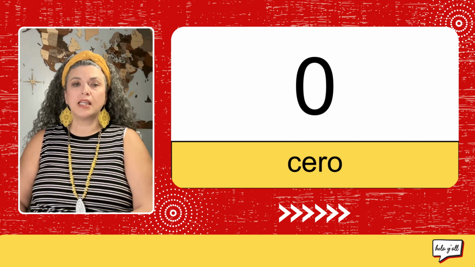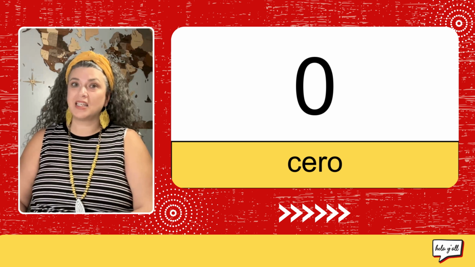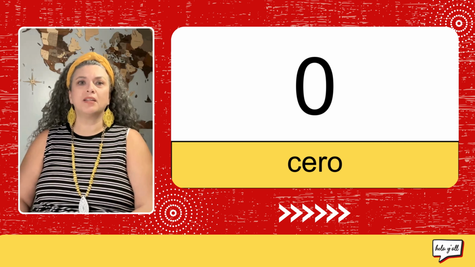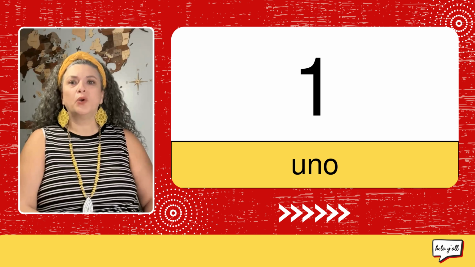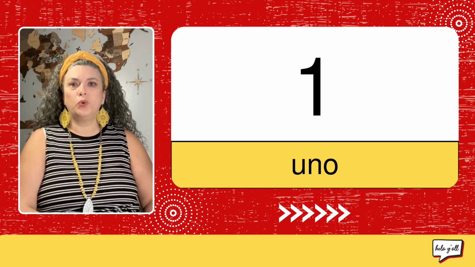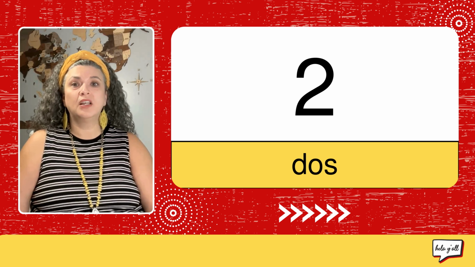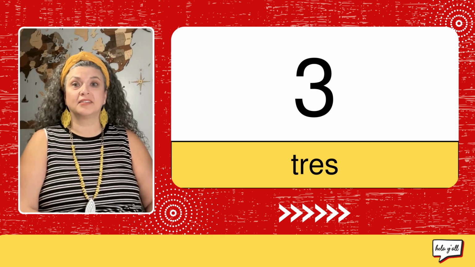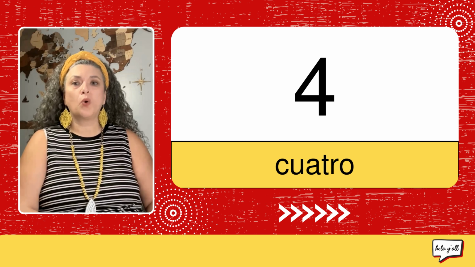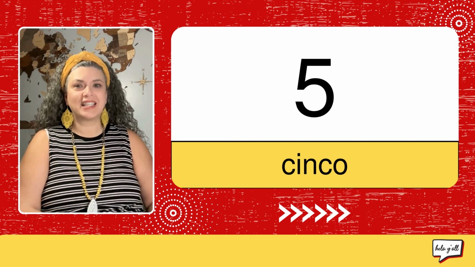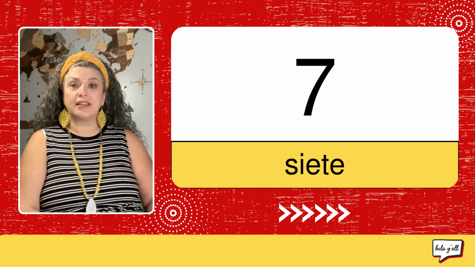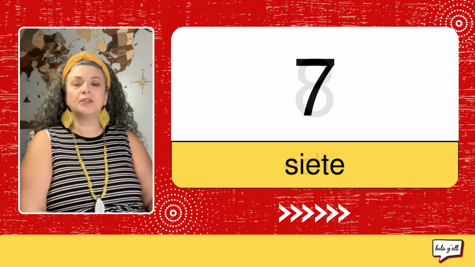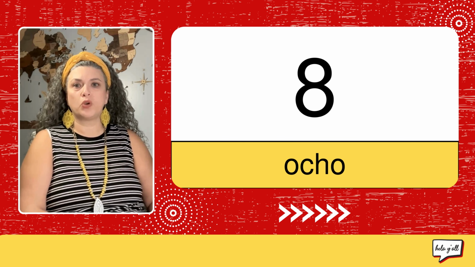Cero. There is no Z sound in Spanish, so you will not say zero, but cero, like an S. Uno. Dos. Tres. Cuatro. Cinco. Seis. Siete. Ocho. Nueve.